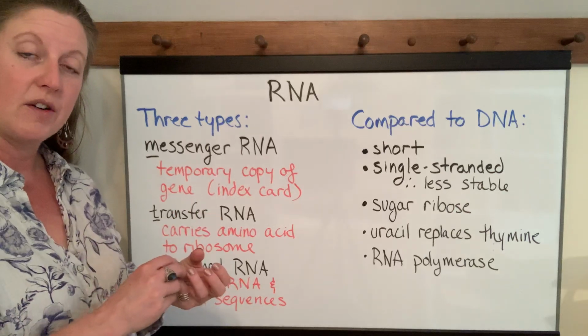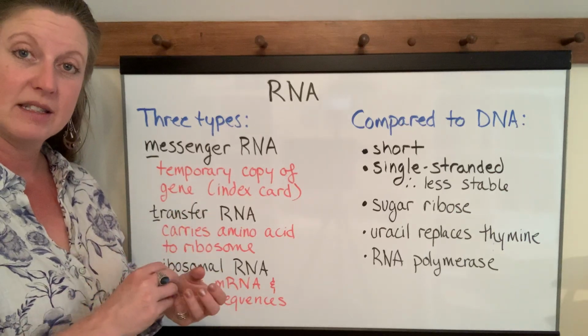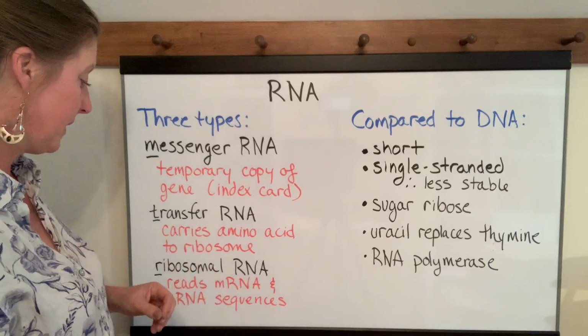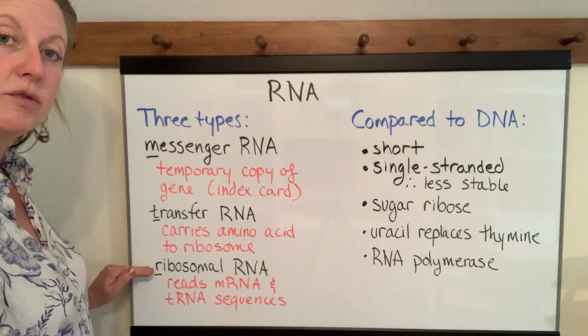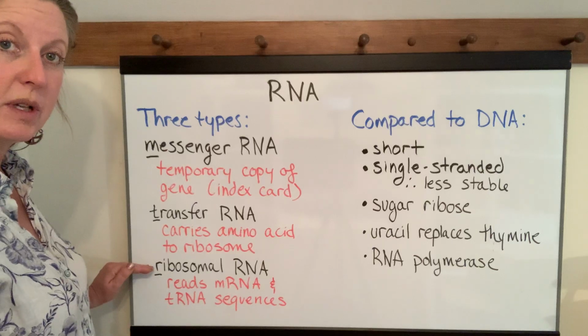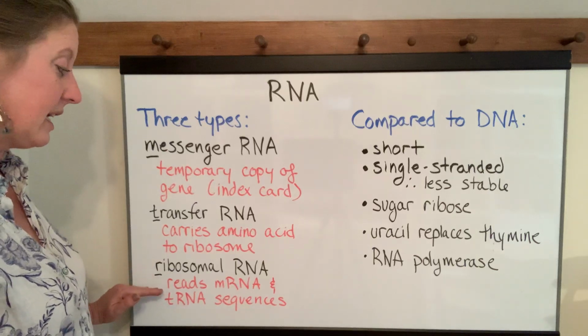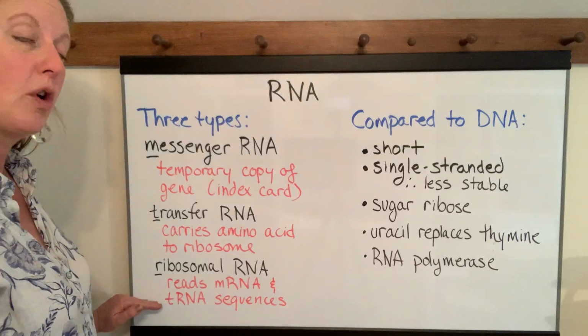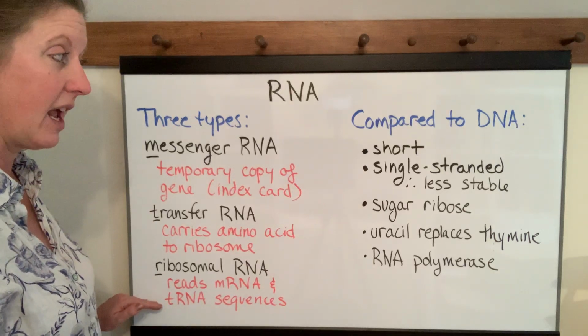One side of the tRNA is going to have a code that matches the mRNA, and the other side will have the appropriate amino acid. The third kind of RNA is ribosomal RNA, and it is actually part of the ribosome. It helps to read the sequence on the mRNA and match it to the appropriate sequence on the tRNA.